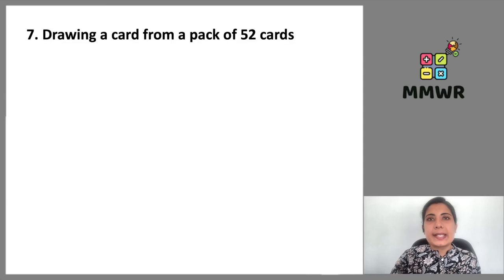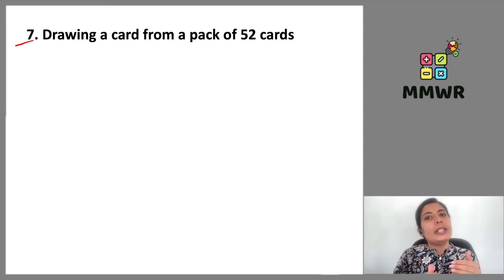Okay, next is the question of example 7, or we can say experiment 7, which is really very interesting. We all have used this in our day-to-day life, right, for entertainment purposes.